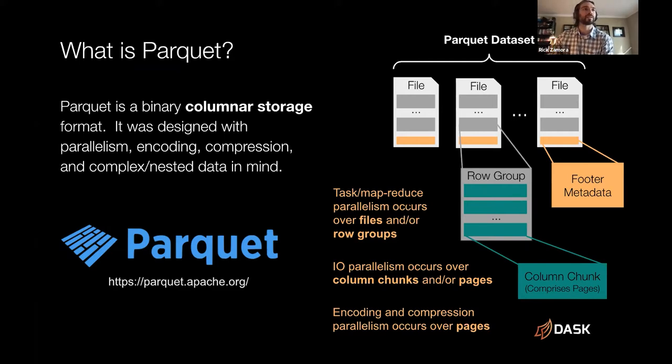You can think of the task or MapReduce level of parallelism occurring over different files or different row groups. The IO parallelism is typically over column chunks and/or pages, and the encoding and compression will typically be over pages, at the page granularity at least. Each file also contains something called footer metadata. This is just going to specify all of the row groups and the column chunks. It's also going to contain other statistics about the column chunks, like the max value, min value, things like that.